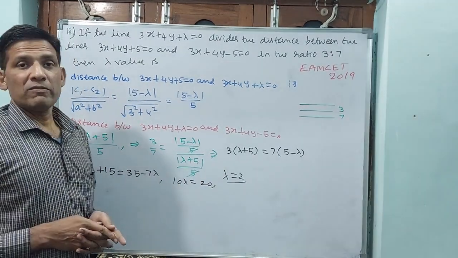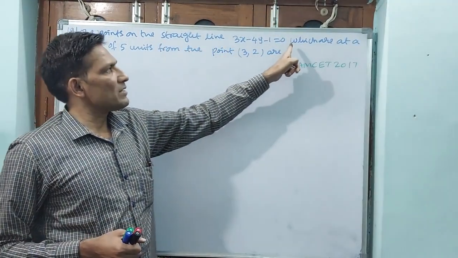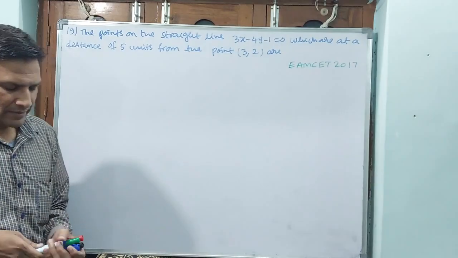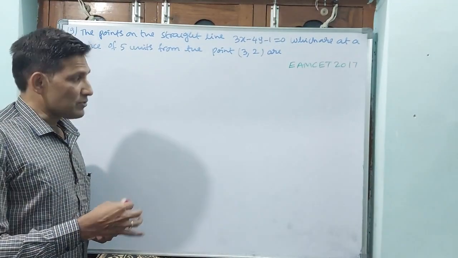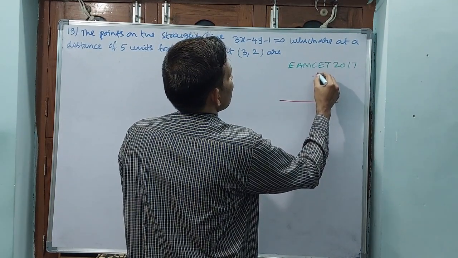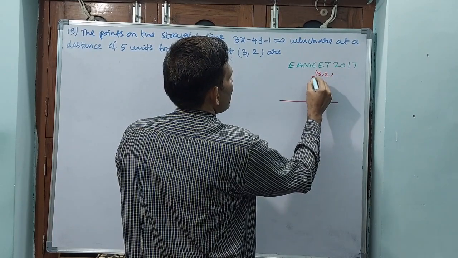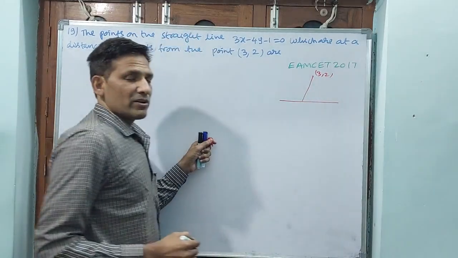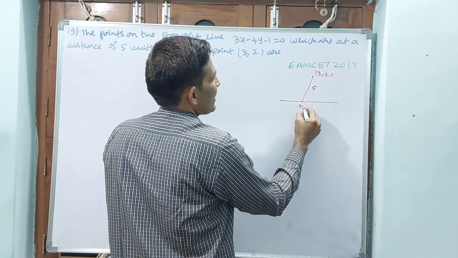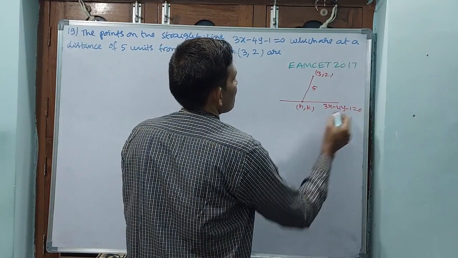Okay? Let us go for the 19th question. The points on the straight line 3x minus 4y minus 1 equal to 0 which are at a distance of 5 units from the point (3, 2). First you observe one figure I am drawing. One straight line is there, and here one point is there. This point they have given as 3 comma 2. The distance from this point may not be the perpendicular distance. The distance from this point is 5 units, and this point you can take as (h, k), and this line you can take as 3x minus 4y minus 1 equal to 0.